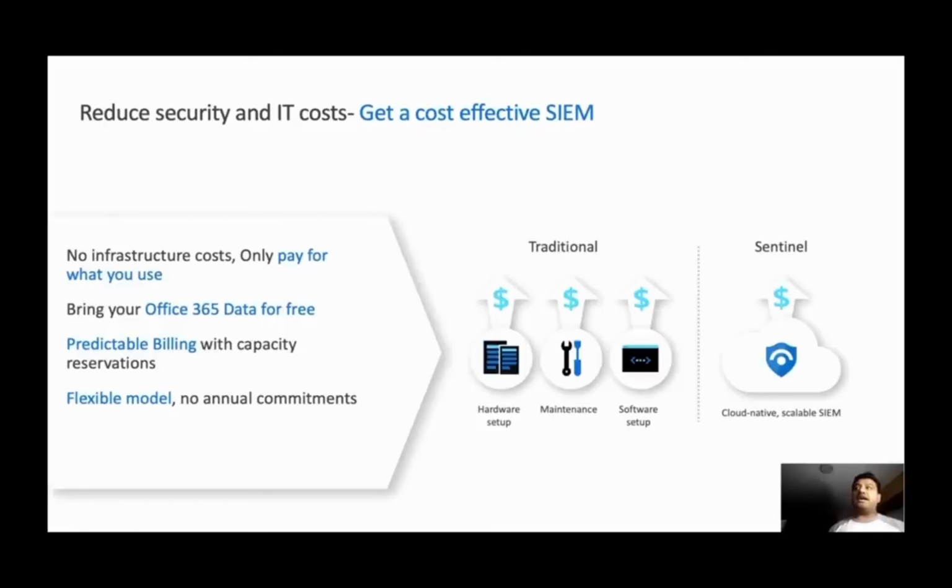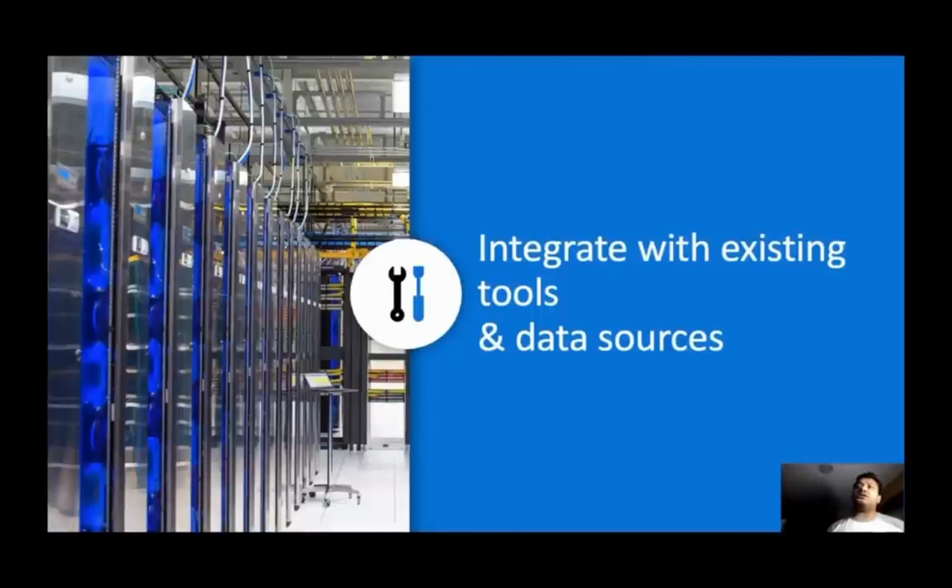When you go to the cloud native SIEM, which is Sentinel, you don't need to have any infrastructure costs. You pay as you go. And Office 365 data ingestion is free. So it's perfect if you have Office 365, but you can also bring third party through the API. So let's take a look. How does it integrate with existing tools and data sources?